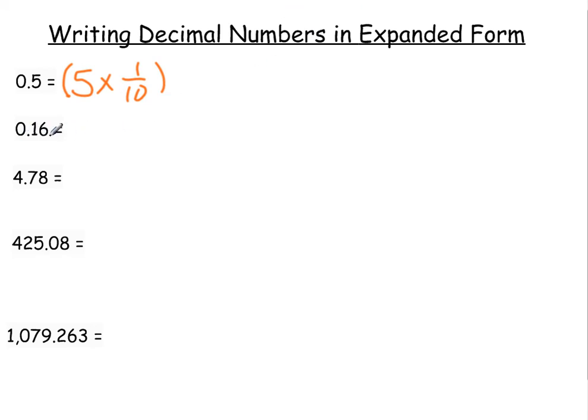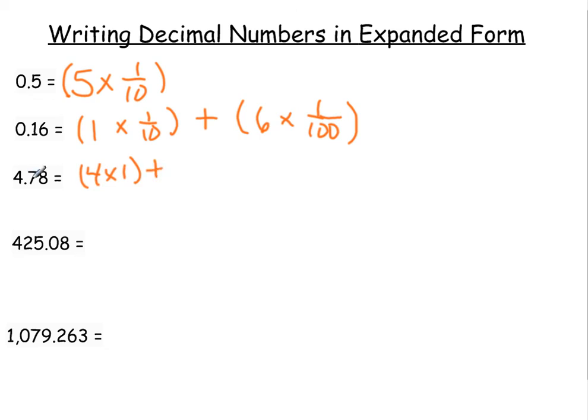0 and 16 hundredths, so we don't have any ones, so we don't need that. 1 in the tenths place, that's the same as saying 1 times 1/10. And 6 in the hundredths place, that's 6 times 1/100th. Written like this. Make sure the vinculum goes over that. 4 and 78 hundredths. 4 is in the ones place, so that's 4 times 1. 7 is in the tenths place, that's 7 times 1/10. And 8 is in the hundredths place, that's 8 times 1/100th.